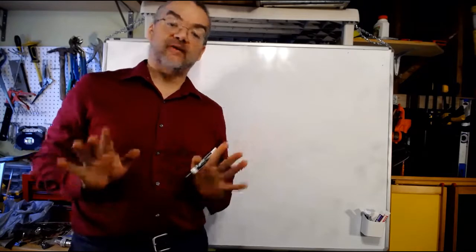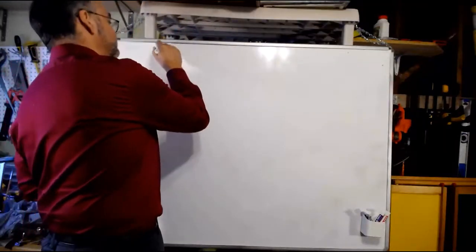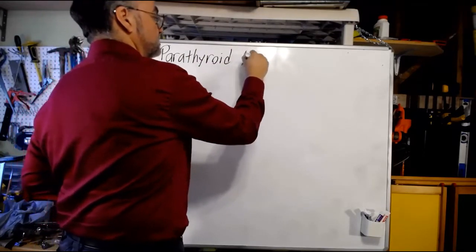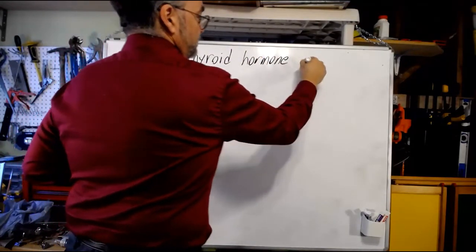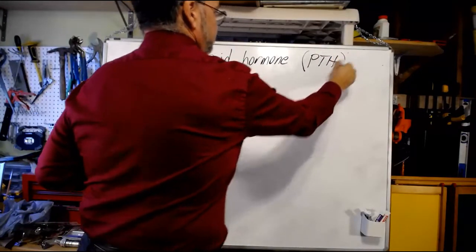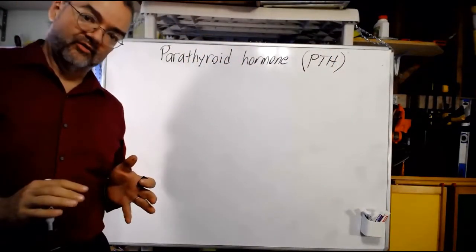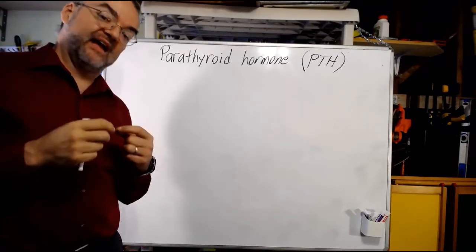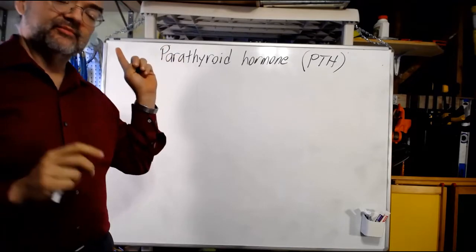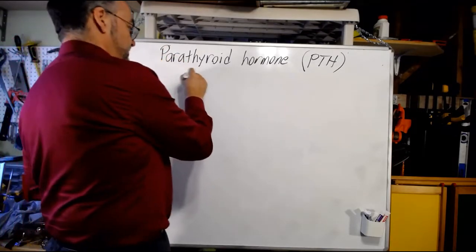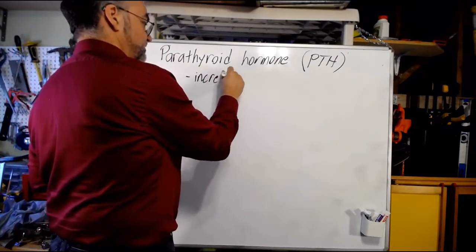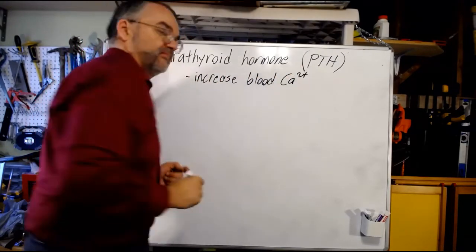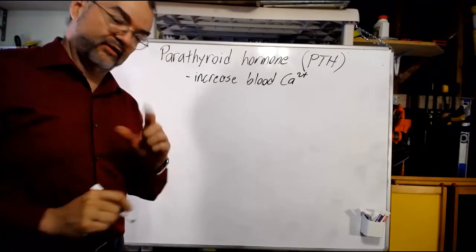Let's start by talking about parathyroid hormone, which is usually just abbreviated PTH. So parathyroid hormone is a hormone made by the parathyroid glands, which are a set of small glands on the back of the thyroid. And the main effect of parathyroid hormone is to increase blood calcium levels. It does that by doing three things.